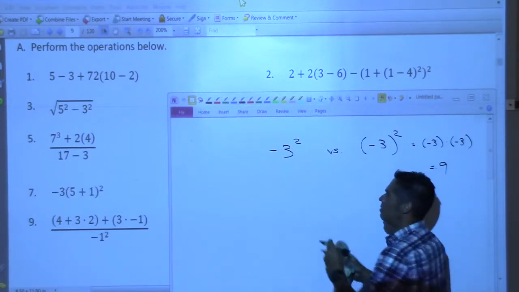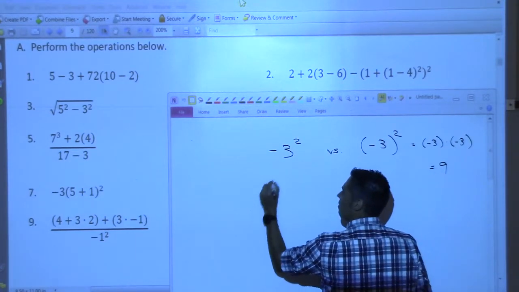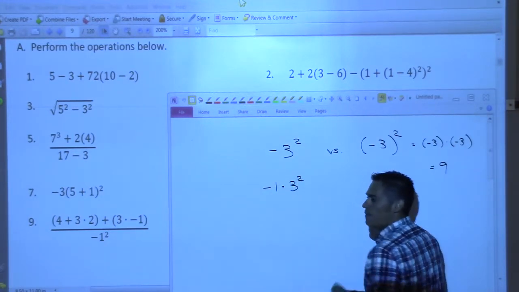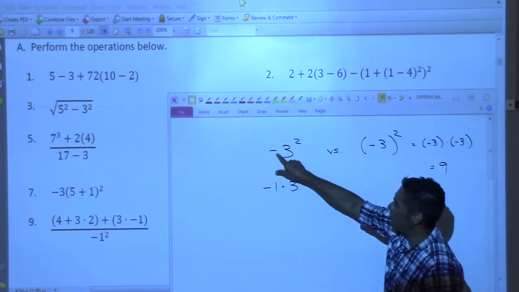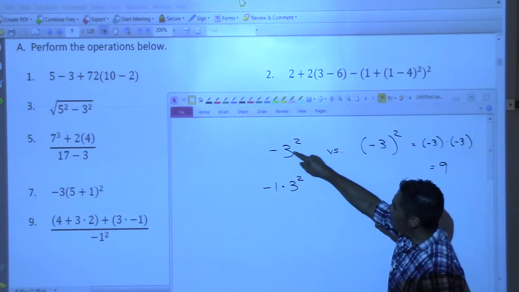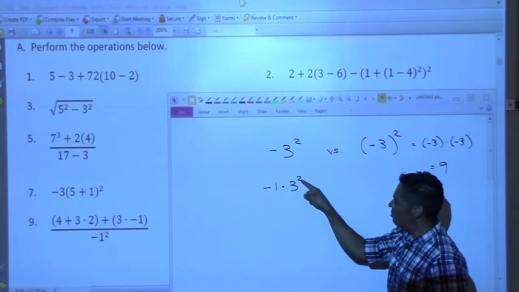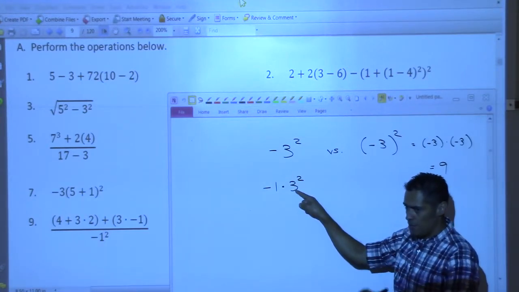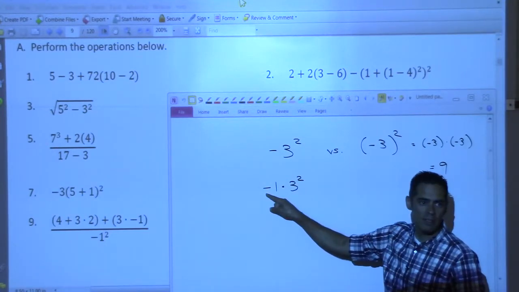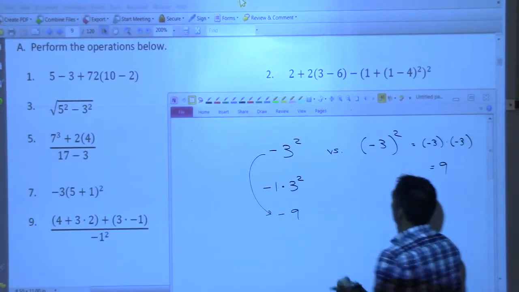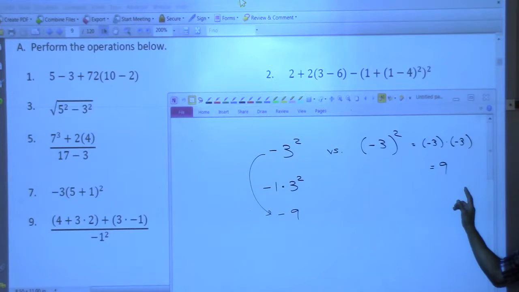This does not mean negative 3 times negative 3. What this means, and this is what makes it tricky, is the same as negative 1 times 3 squared. The negative out front is a negative 1, and the squared is only impacting the 3. So you square 3, which is 3 times 3, which is 9, but you still have a negative out front. So the answer to this one is negative 9. The answer to this one is 9.